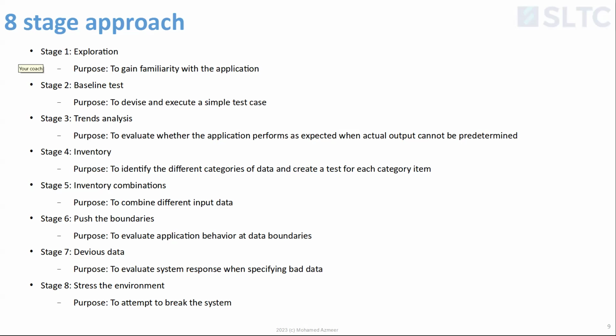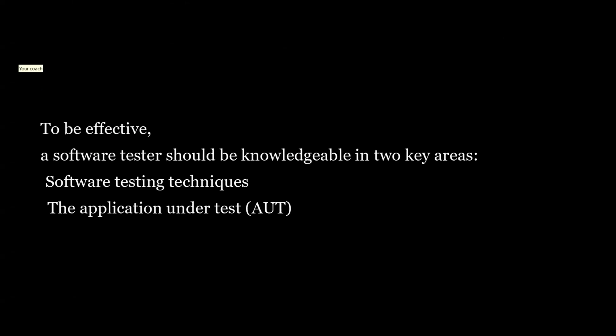And then dubious data. What is dubious data? To evaluate system response when specifying bad data. So when the system is asking for, let's say, age, we give -5. What happens then? Right? So all in all, our job is to stress the environment. That is to attack the system and break the system. That's the job of the QA staff, basically. Break the system, because the programmer will never break the system. Maybe, maybe not. They may not evaluate all the test cases, right?